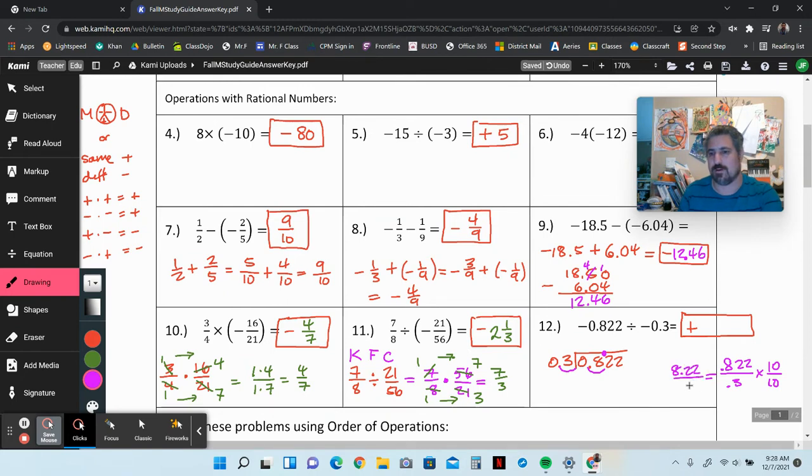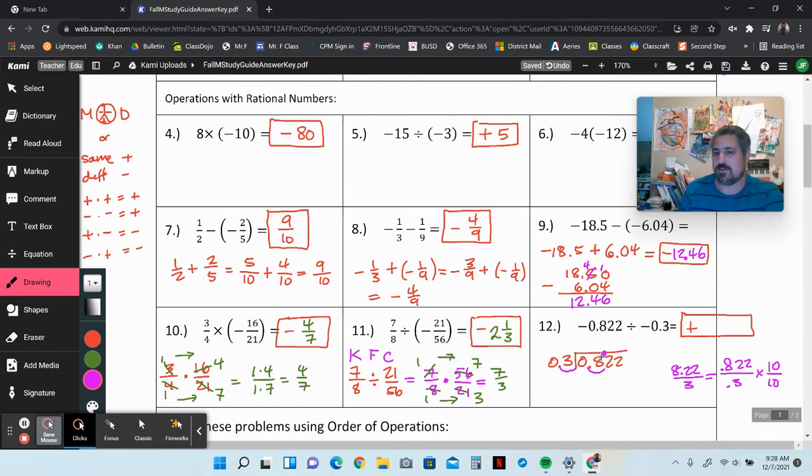8.22 all over 3. And that's basically what happens here, right? So instead of the decimal being here, let's move it to here because we're dividing by 3, not 0.3. And that just makes it a little easier because it's easier to think about how many 3's go into something than how many 0.3's go into something.